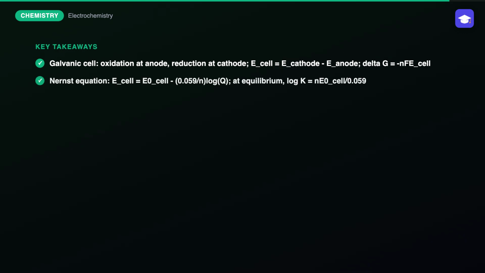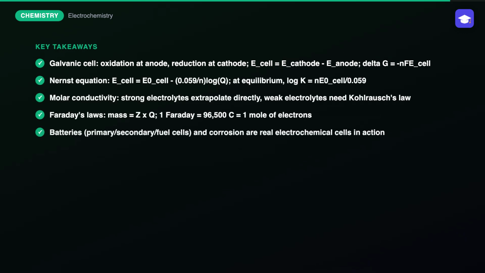Let's recap this entire chapter. Galvanic cells convert spontaneous redox reactions into electricity, with oxidation at the anode and reduction at the cathode, and E cell equals cathode potential minus anode potential, linked to spontaneity through delta G equals minus nFE cell. The Nernst equation, E cell equals E naught minus 0.059 over n log Q, extends this to non-standard conditions, and links directly to equilibrium constants.